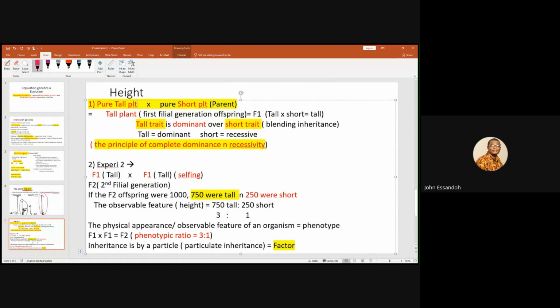Because those factors were here, and as they passed from parent to offspring, they separated. So here tall and short separated, but tall is dominant over short. That is why all of them came out to be tall. Now it means that this tall here, and this tall here, this tall here, and this short here, they have something.